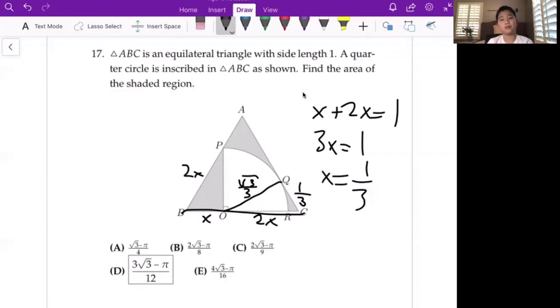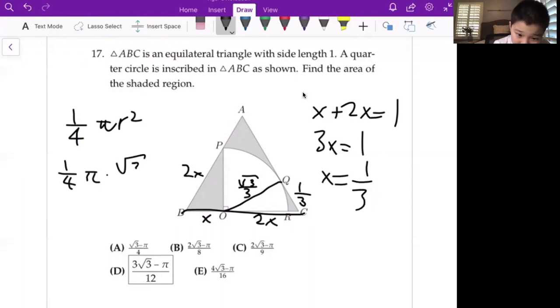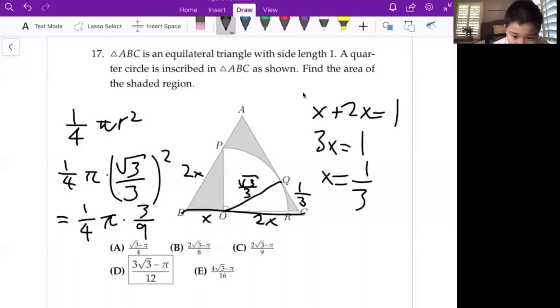So now the formula for a quarter circle area, you can just use 1/4 times pi r squared, because a quarter circle is a fourth of a circle. So 1/4 times pi times √3/3 squared is a fourth times pi times, this is 3/9, so it's 1/3. So it's equal to pi over 12.